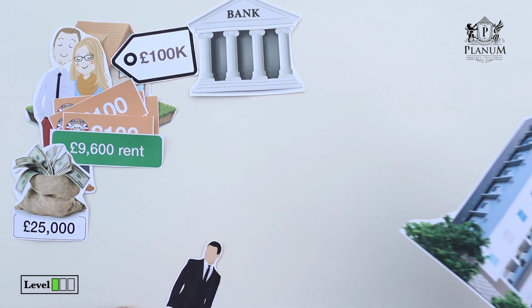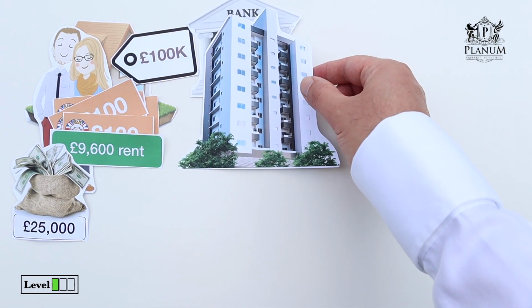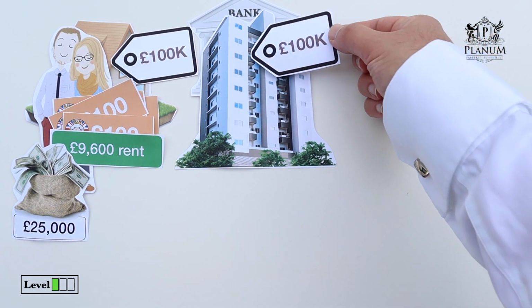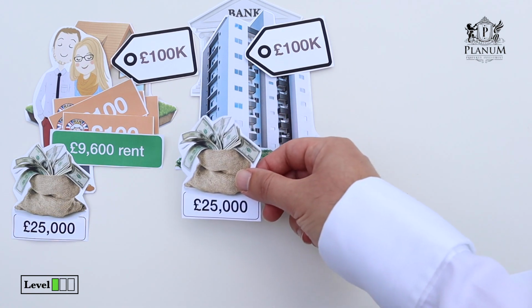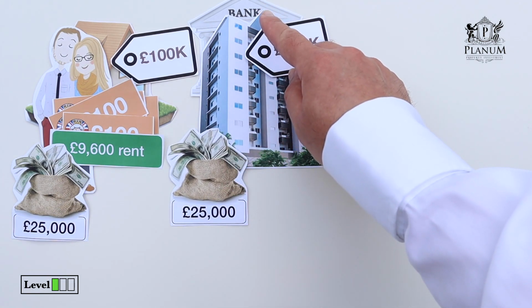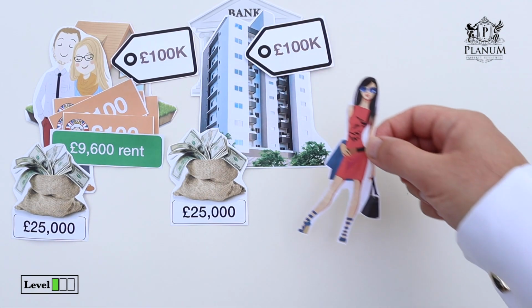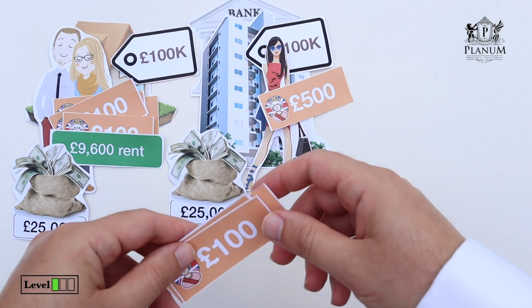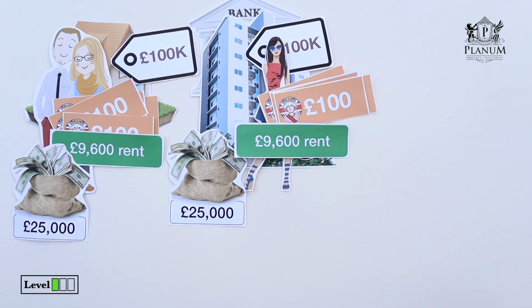Let's say your option two is, instead of buying a house, to buy a flat in this block of apartments. The apartment you're interested in is also going for £100,000. So similar to the previous scenario, you can put your £25,000 as a down payment, go to the bank and borrow the remaining £75,000. You can then put a tenant in your property who is also going to give you £800 per month, which is equivalent to £9,600 per year.